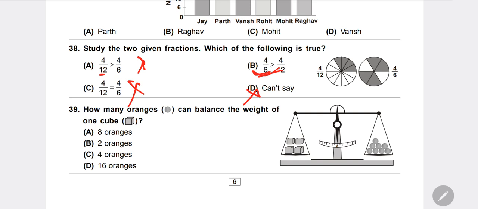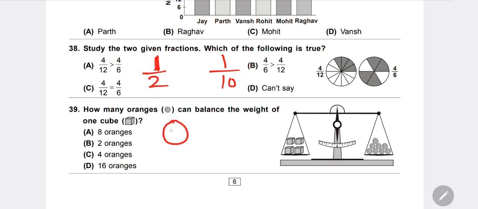Always remember, if two numerators are the same, we just observe the denominators. Greater denominator means smaller number. Let me explain again. Suppose I have a number 1, and another number is also 1. When you divide one by 2 and the other by 10, what does it mean? You make two parts of 1. Suppose you have one watermelon, and when you chop it equally, this is the first part of the watermelon, this is the second part, it's all 1 by 2.